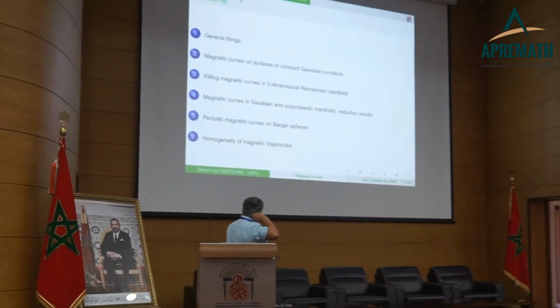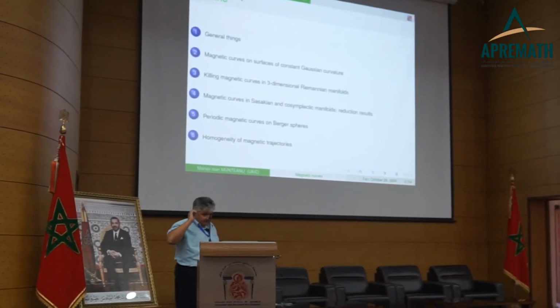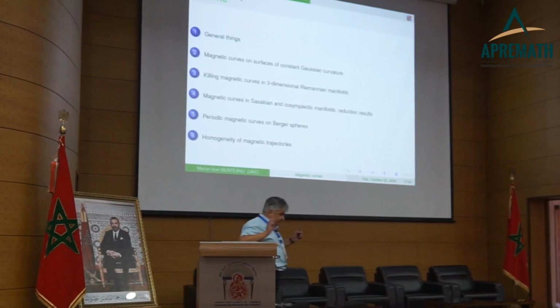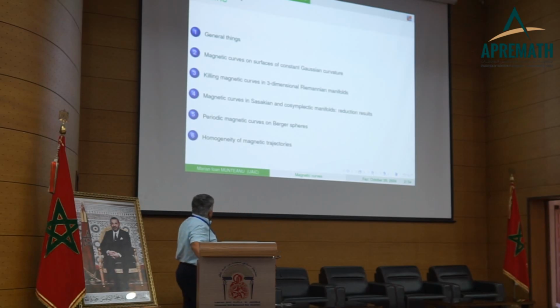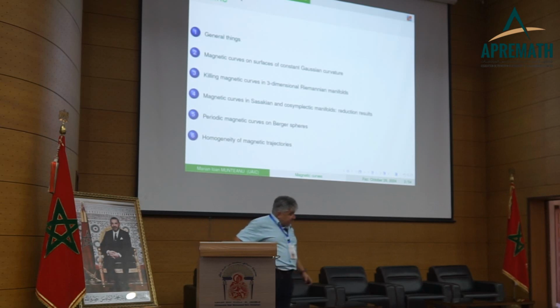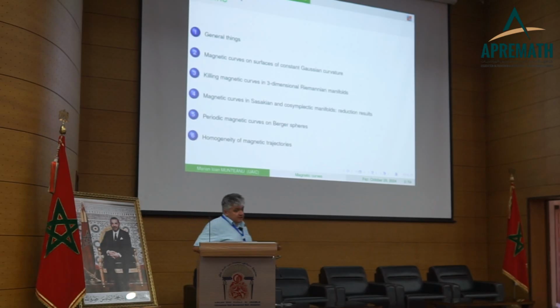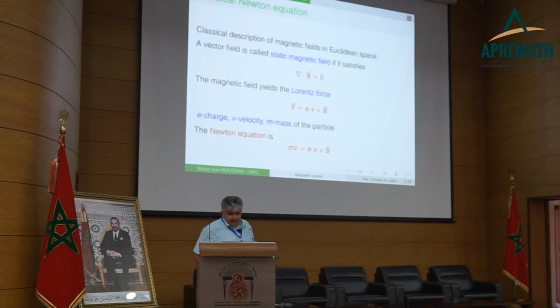Please let me give the outline of the topic. First of all, I will give some general things about what a magnetic curve is, and then I will provide some results about contact magnetic curves and some periodicity of magnetic curves, and finally homogeneity of magnetic trajectory in SL2R, but also in other spaces.